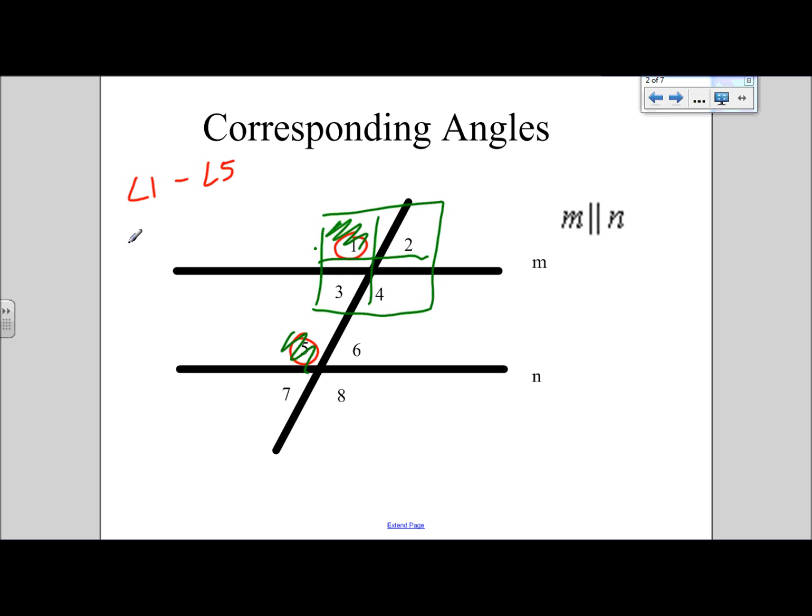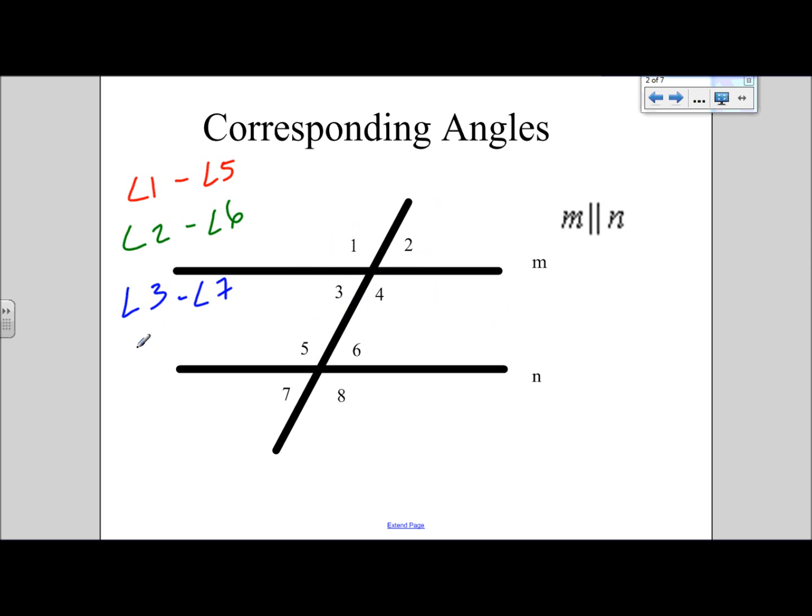So with that same mentality, what do you think angle 2 is corresponding to? Hopefully you say angle 6. Angle 3, lower left, angle 7. Okay, let's get rid of some of this hubbub. And then lastly, we have angle 4, corresponds with angle 8, or is a corresponding angle with angle 8. But if you notice, I just said they're corresponding. That's what the spots where they're at.